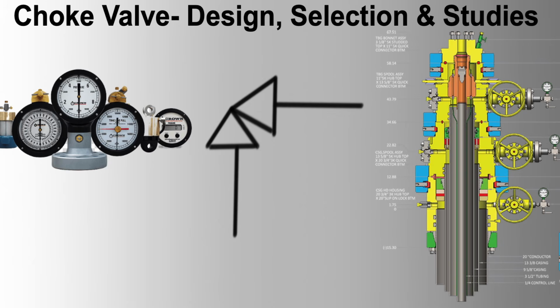2. Trim materials. Tungsten carbide, high hardness and erosion resistance, ideal for abrasive applications. Ceramic, excellent erosion resistance for highly abrasive environments. Hardened stainless steel provides a balance between corrosion resistance and durability for general use.